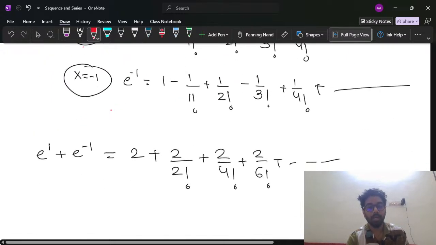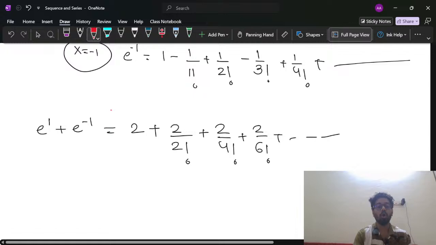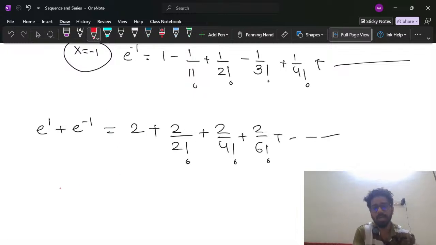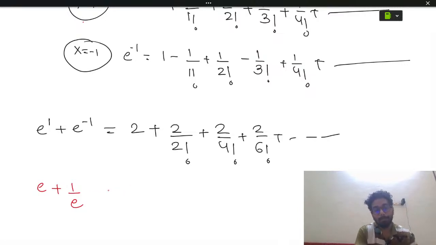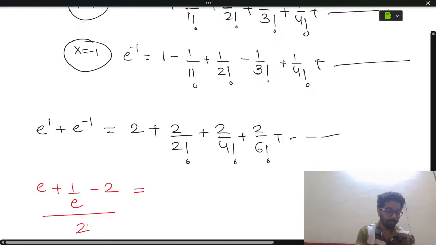Now from here, what we have got is this. We need the answer of this part. So our answer technically should be e plus 1 by e. Now I will write minus 2 over here and divide this whole thing by 2.